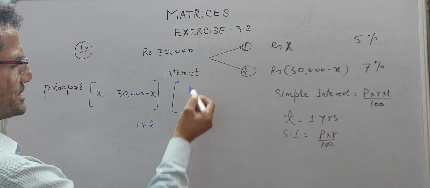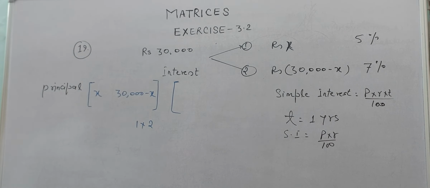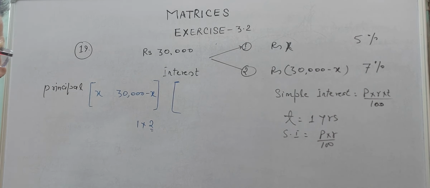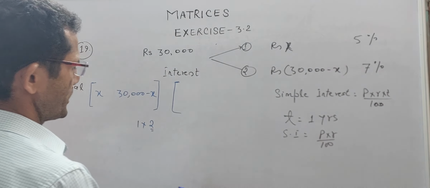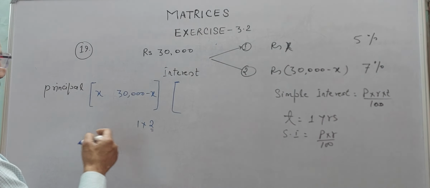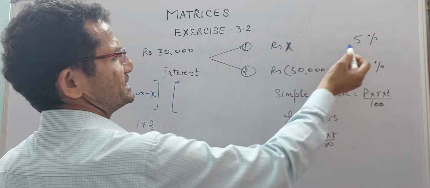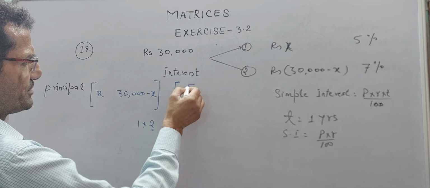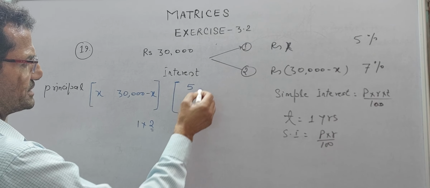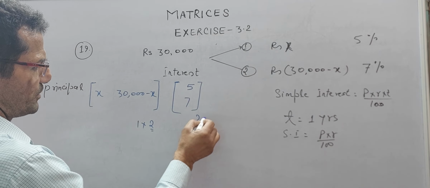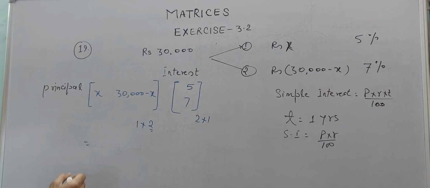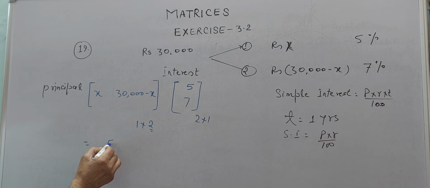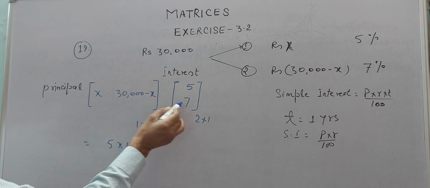So here the interest matrix should have 2 rows, because here there are 2 columns. For compatibility for the multiplication we need 2 rows and 1 column. So we know that X principal is, we have interest at 5%, and another is 7%. So this becomes 2 rows and 1 column. So the final answer becomes 1 cross 1. If you simplify this one, in the first row, first column, we have only a single element.